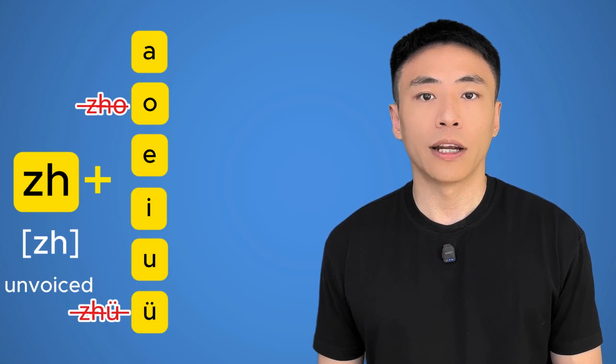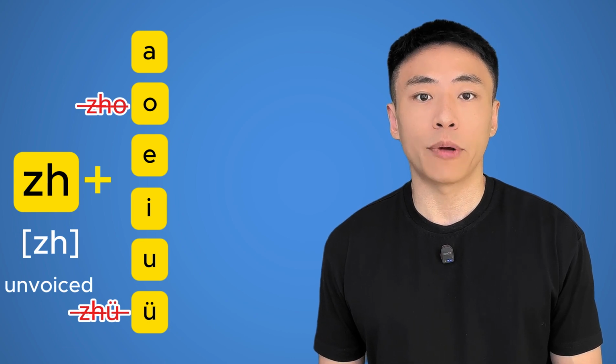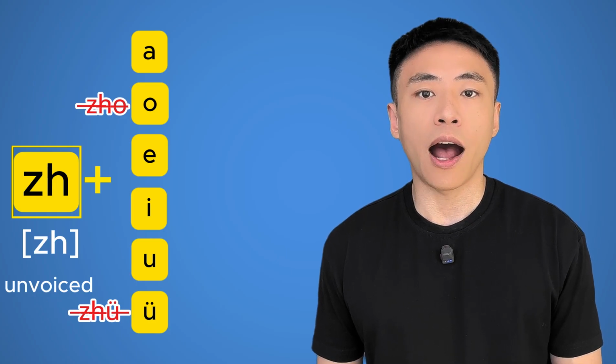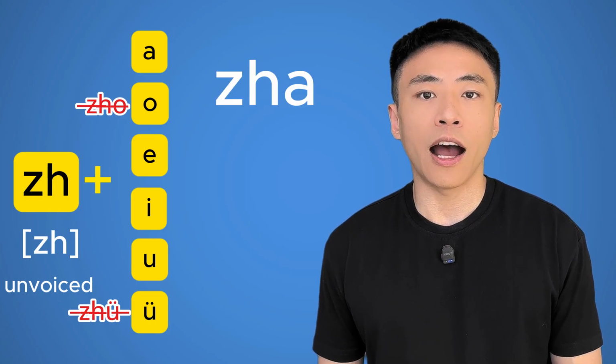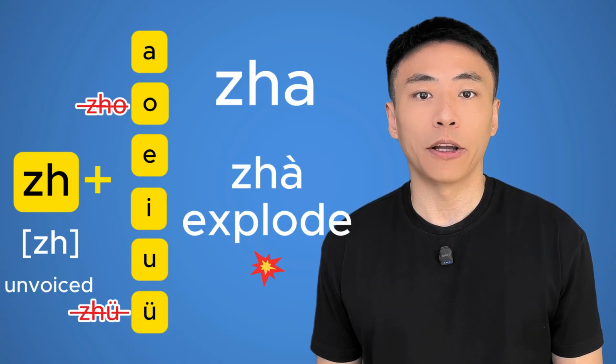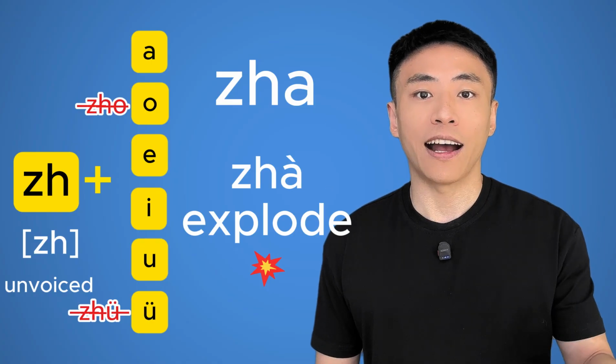In Chinese syllables, zh sounds like j, unvoiced with no throat buzz until the final kicks in. Now let's practice some syllables with zh. Zh, a, zha. With the fourth tone is 炸, meaning explode. Say it using a falling affirmative tone. 炸, 炸.